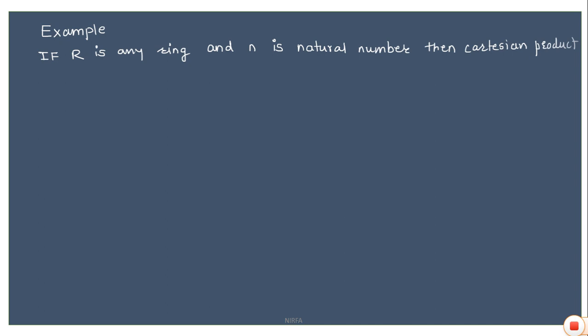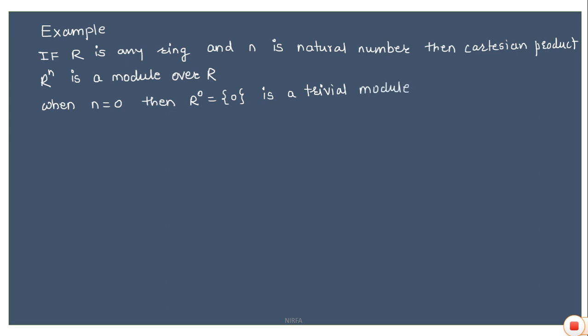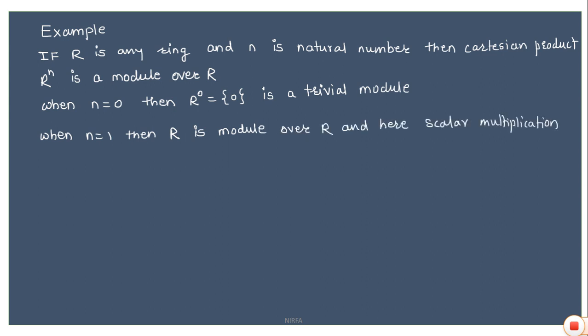Now we'll see some other trivial examples. If R is any ring and n is a natural number, then the Cartesian product R^n is a module over R. Here in particular, when n is equal to 0, then R^0 is the singleton 0, and this is a trivial module, so it is an example of the trivial module. And when n is equal to 1, then R itself is a ring, and we know that R itself is a module over itself. Here scalar multiplication is nothing but the multiplication in the ring.